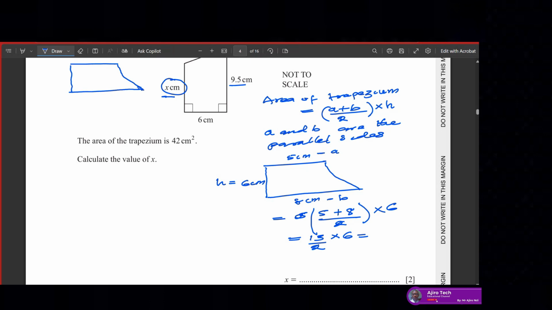13 divided by 2 is 6.5. So 6.5 times 6 is 39. Okay, so we have 39 centimeters squared. Is this clear? Yes. Okay, put this down. Do something like this again, then we look at that question together.